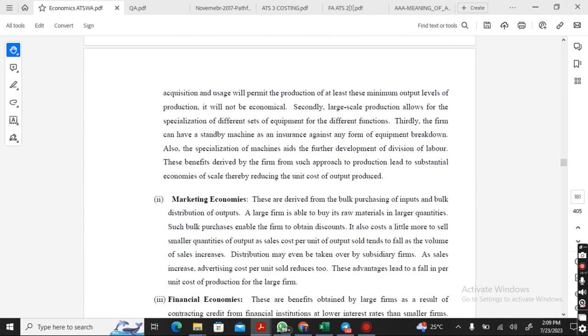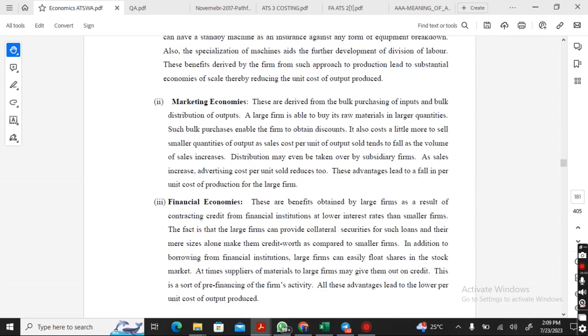We have marketing economies. These are derived from the bulk purchasing of inputs and bulk distribution of output. A large firm is able to buy its raw materials in large quantities. So that is financial economy. These are benefits obtained by a large firm as a result of contracting credit from financial institutions. The more loans you get, the more they reduce your interest, compared to those small firms.